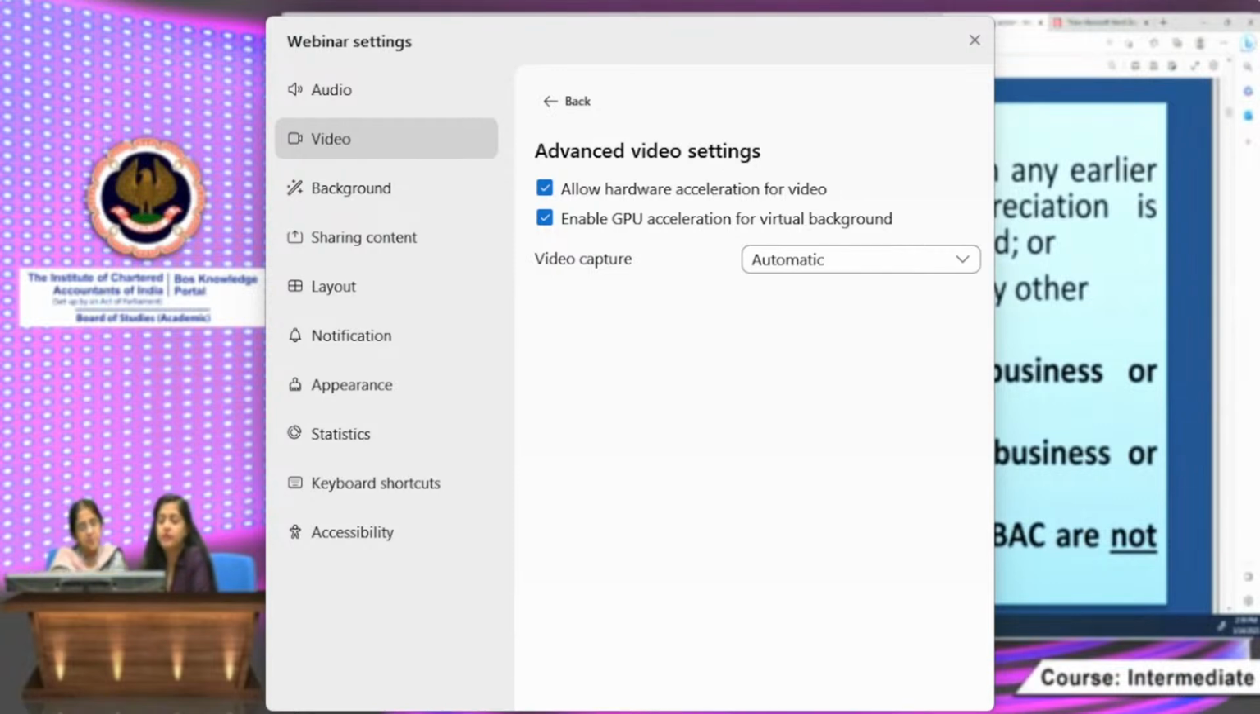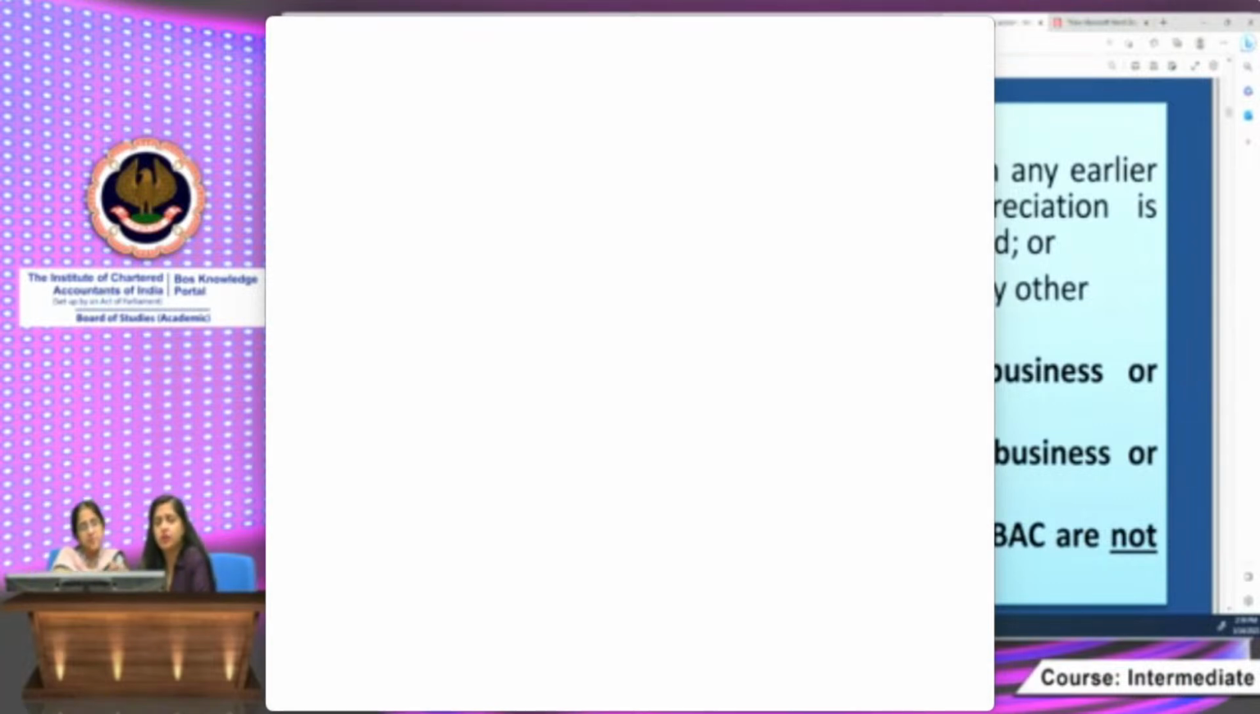Losses. Normally, losses are allowed to be set off inter-source and inter-head. But in case you are opting for 115BAC, the loss under the head house property you can't set off against the other heads of income. In the normal provisions of the Act, up to 2 lakh loss under the head house property can be set off against the other heads of income. But if you are opting for 115BAC, you can't set off the loss under the head house property against any other heads of income. So this is also a major important point to keep in mind.